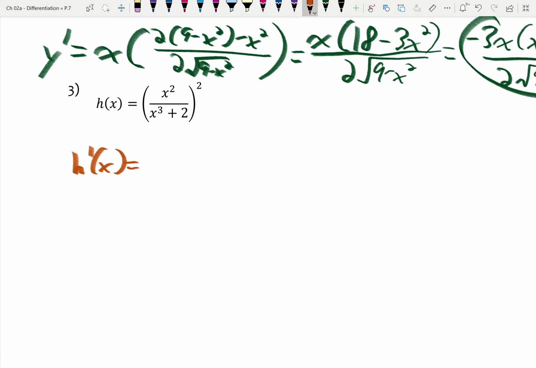The chain rule says we have to do the derivative of the inner, and the derivative of the inner is a quotient, and the quotient rule is, sing it to yourself: low d high, minus high d low.